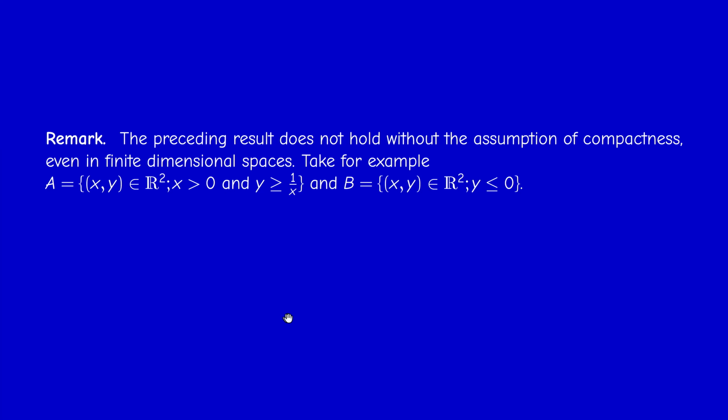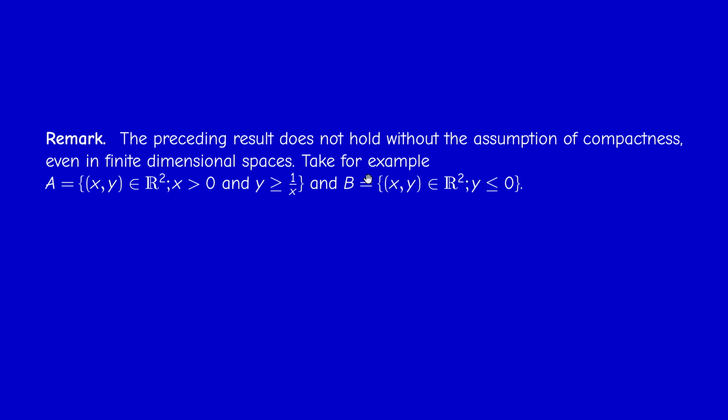So now, a remark: if we don't assume compactness of one of the sets, the result may be wrong, even in finite dimensional spaces. Here's an example. Consider the part of the plane which lies above the hyperbola 1 over x in the positive quadrant. Please draw a figure if you like. We have a hyperbola, and the part A above, which contains the hyperbola, and we take as B the lower half plane that contains the horizontal line y equals 0.